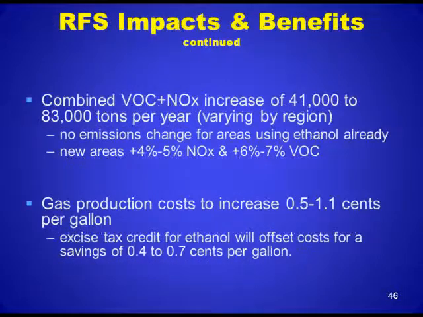But we have some impacts. The combined VOC and NOx increases are expected to be from 41,000 to 83,000 tons per year. It'll vary by region. Now, we don't really expect the emission increases for areas that are already using ethanol, but new areas will see this type of an increase as indicated. Gas production costs to produce renewable fuels are expected to increase by between half and 1.1 cents per gallon. The excise tax credit for ethanol will offset costs for a savings of between 0.4 to 0.7 cents per gallon.